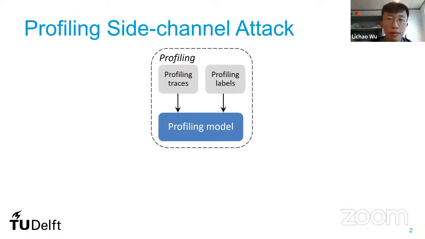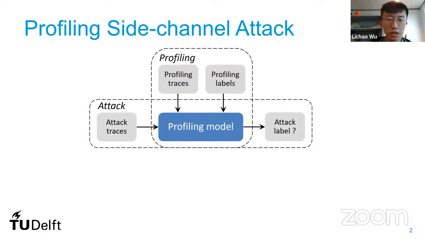Profiling side channel attack is part of the side channel attack, and it's really powerful because it's under really strong assumptions. Assume that the attacker has full control of the clone device. To perform a profiling side channel attack, there are two phases. The first phase is profiling, building the profiling models with profiling traces and labels. Then we use the attack traces acquired from the attack device and ask the profiling model to predict the attack labels. There are two popular profiling side channel attacks, template attack and deep learning attack.